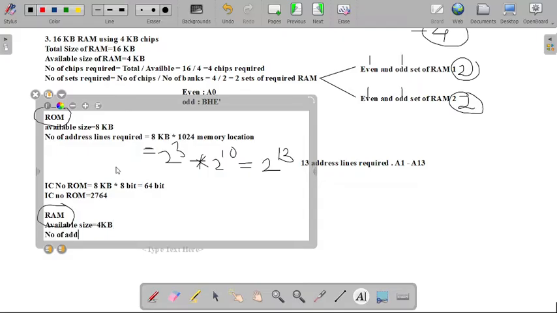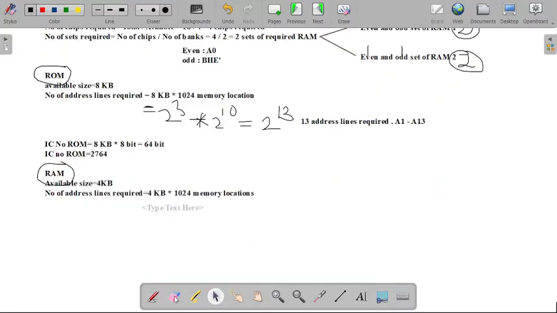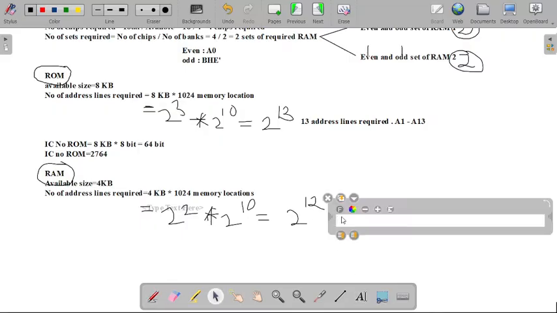And the number of address lines required is 4 KB into 1024 memory locations. So for the number of address lines, I'm writing here 4 KB into 1024 memory locations, so that you can write 4 is equal to 2 raised to 2 and 1024 is equal to 2 raised to 10. So 2 raised to 2 into 2 raised to 10 becomes 2 raised to 12. So there are 12 address lines required, and they will be A1 to A12.